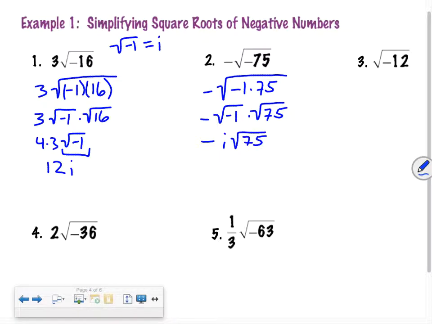And we're not quite done yet, because we can simplify the square root of 75 using the rules we've already learned about perfect squares. Perfect square that goes into 75 would be 25. So I can rewrite this as negative I times the square root of 25 times the square root of 3. And lastly, the square root of 25 simplifies to 5. So it's negative 5I times the square root of 3.